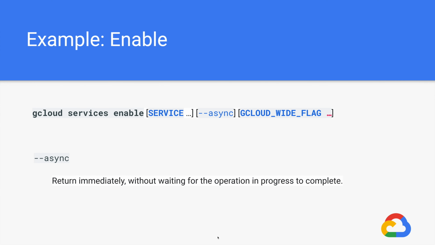Now let's talk about enable. This is another command for Google Cloud services. We use this command to enable the services. If you want to make an asynchronous call for your APIs, you can use the async flag and it will not wait for that process to get completed. If you just run the gcloud services enable command and provide the service name, it will wait for that service to get enabled.